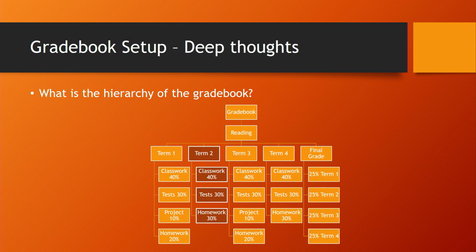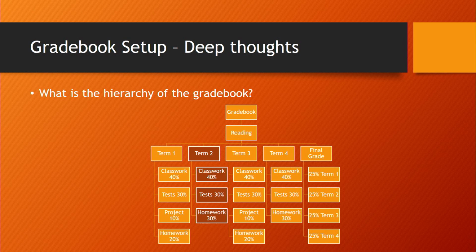Notice my term 2 does not have as many categories as the first term does. I don't have projects in term 2, and so I made up for that change in percentage across the other categories that are there. Each set of categories for a term has to add up to 100%. So you can see it's a pretty standard setup. Term 1 is identical to term 3, term 2 is identical to term 4, but they each have their own categories and each have their own weights.